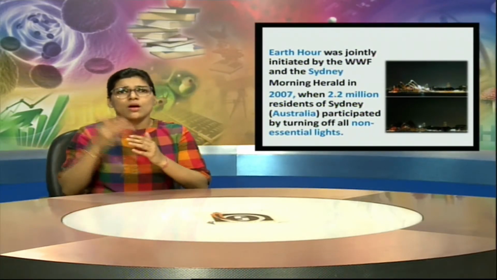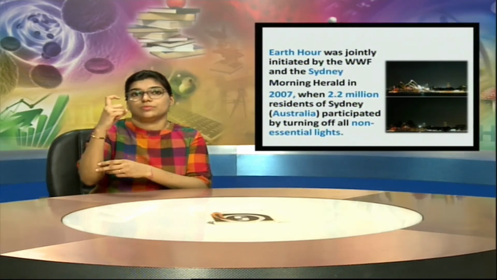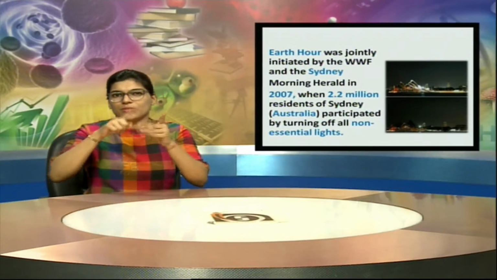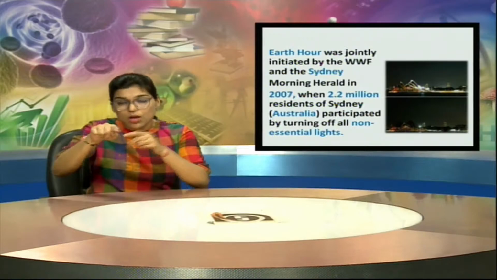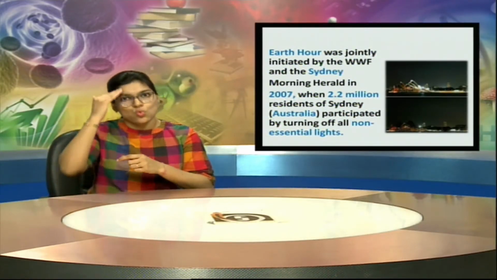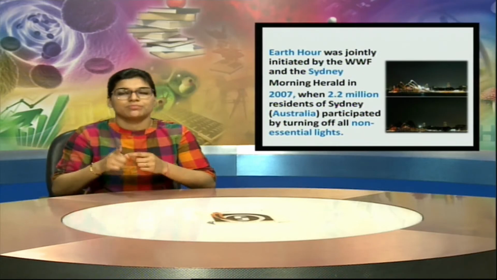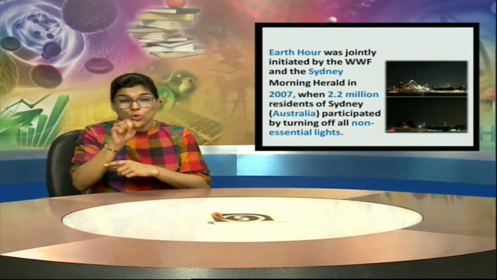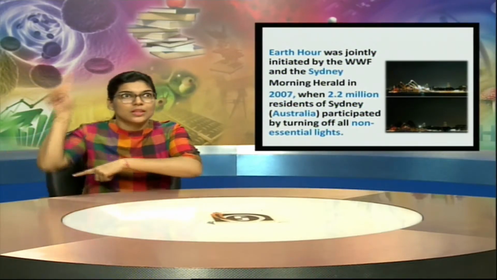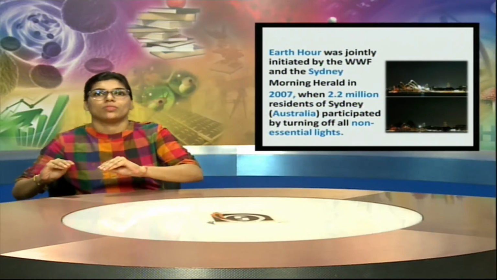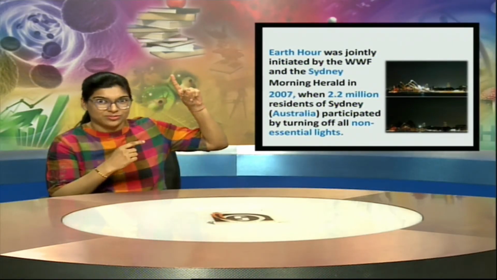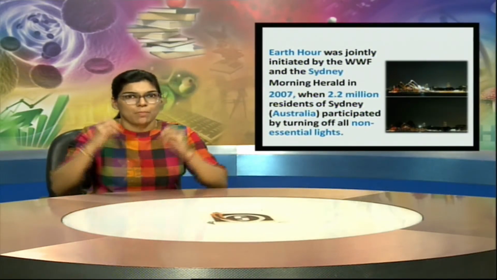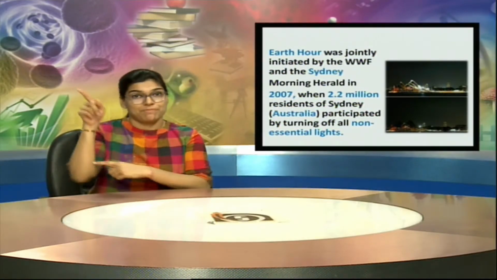In Australia, in the year 2007, about 2.2 million residents of Sydney all participated by turning off their non-essential appliances and lights. It was a joint initiative by the WWF and Sydney. They did it in the morning time, and they really saved lots of energy.